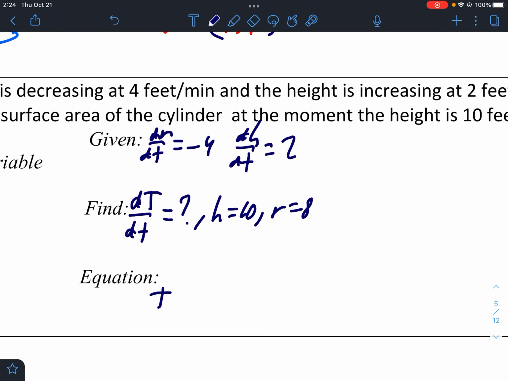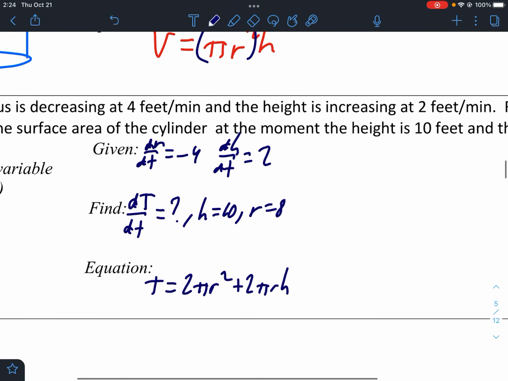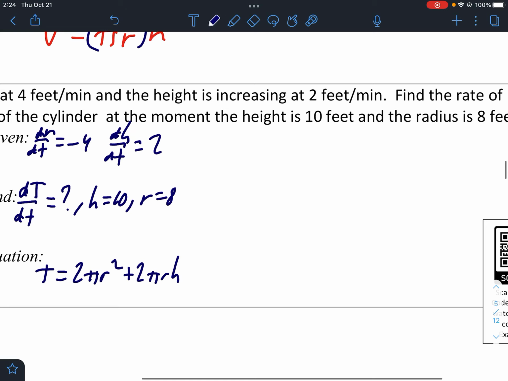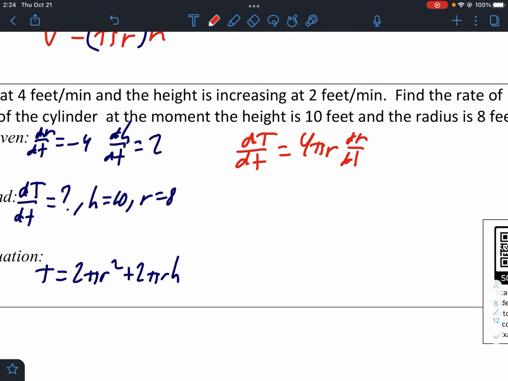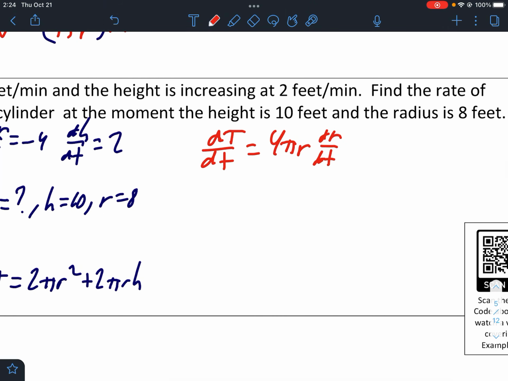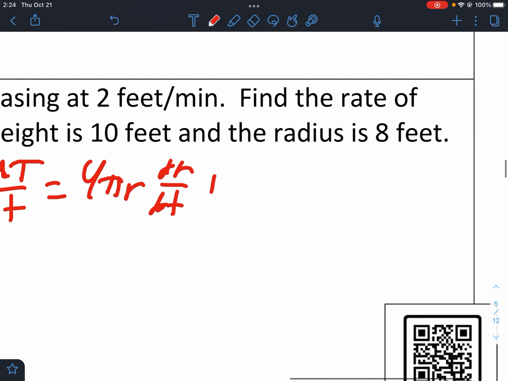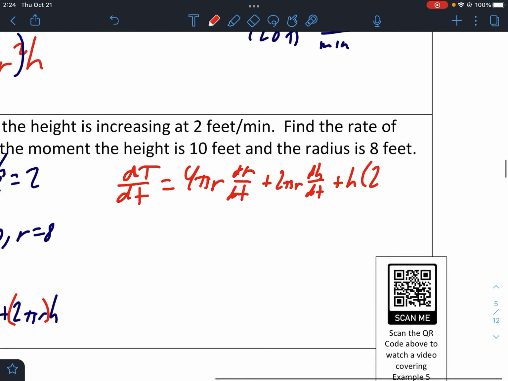So the surface area of a cylinder is 2 times pi r squared, that's the two bases, plus 2 pi rh, which is the side of it. So taking the derivative of that, we get dT/dt of 4 pi r dr/dt. And for the second part, we're going to need to do product rule again. So plus 2 pi r dH/dt plus h times 2 pi dr/dt.